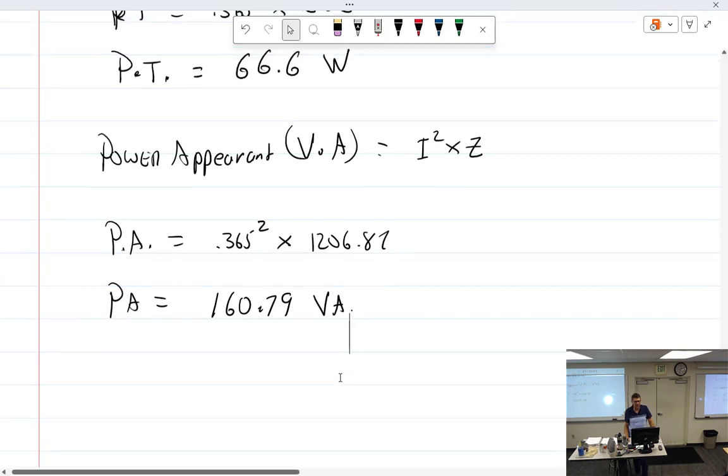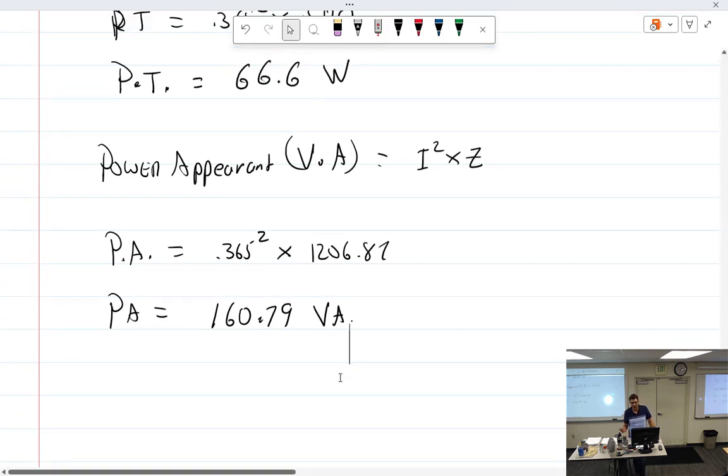Especially as long as you're at least getting the volts or amps, so I'm at least getting that you're in the right category. If I'm asking for amps and you put watts, that's another thing. But if I'm asking for power apparent and you put 160.9 watts, I'd probably look the other way. I'd be like, you got the idea.